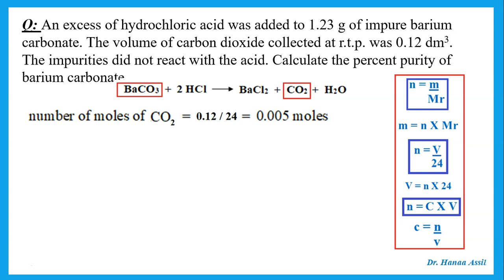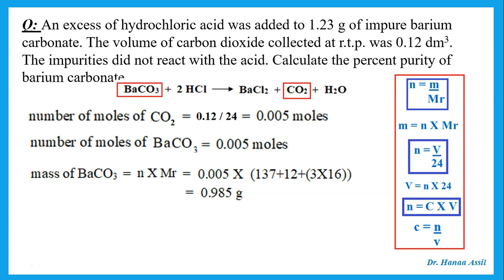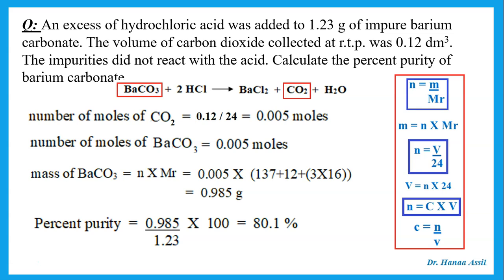And then we look at the equation. What is the relationship between the number of moles of CO2 and barium carbonate? They are the same. So number of moles of barium carbonate is the same. Then we need the mass of the barium carbonate. Mass is number of moles times MR. That means actually we had 0.985 grams of barium carbonate, not 1.23. So the percent purity is what we calculated, the actual amount of barium carbonate that is in there, over the total of the impure times 100, that is percent purity.